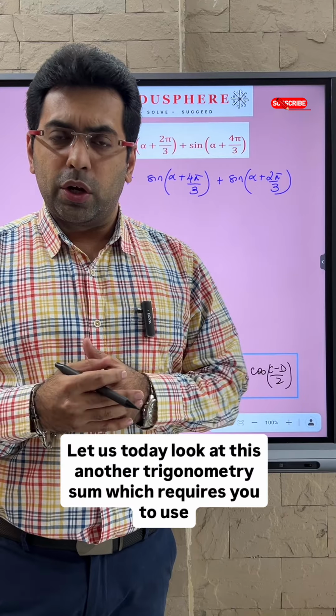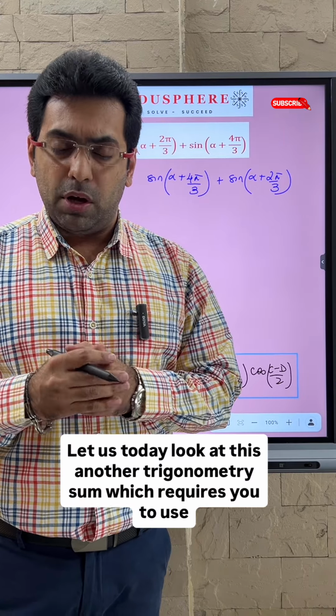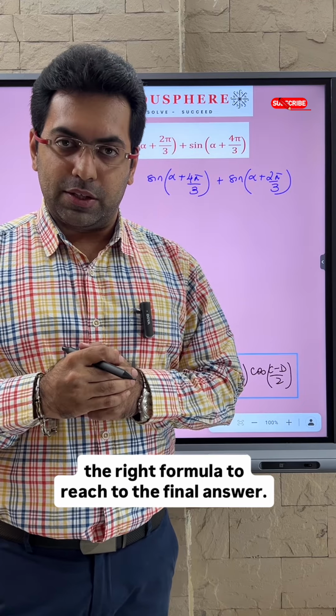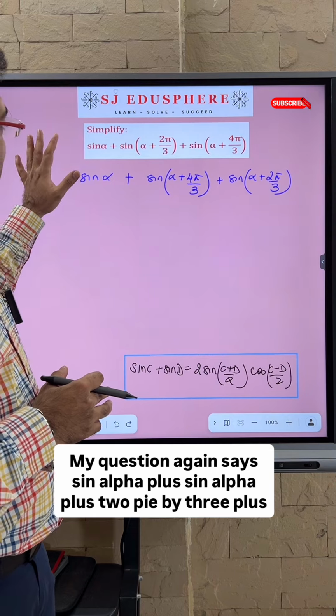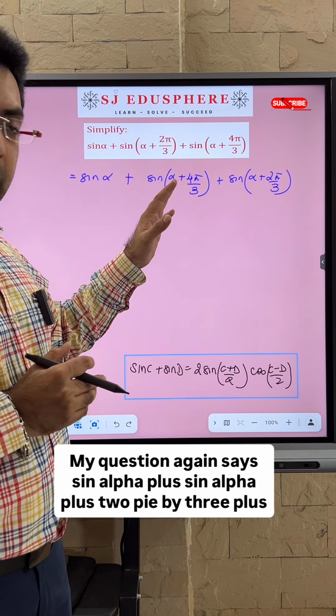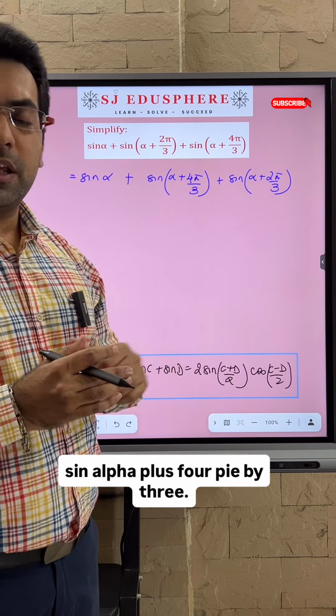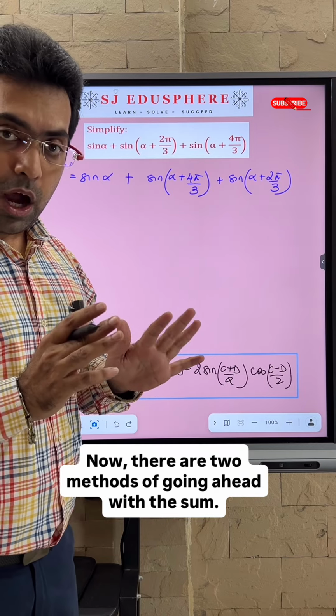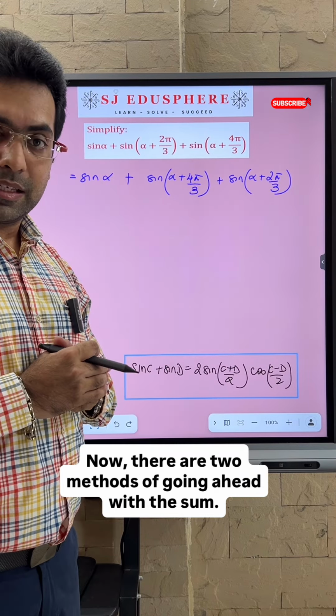Let us today look at another trigonometry sum which requires you to use the right formula to reach the final answer. My question again says sine alpha plus 2 pi by 3 plus sine alpha plus 4 pi by 3. I need to simplify this further. Now, there are two methods of going ahead with the sum.